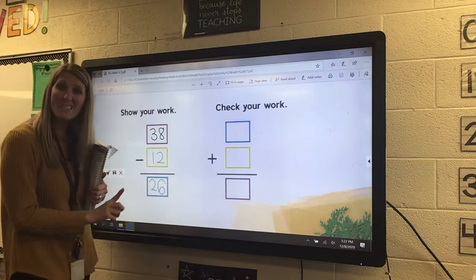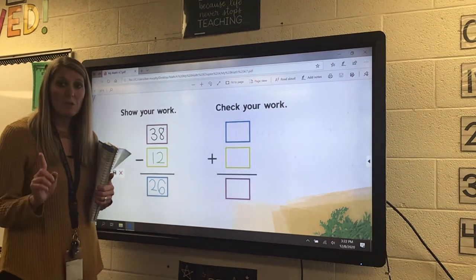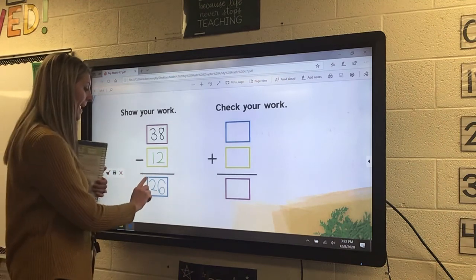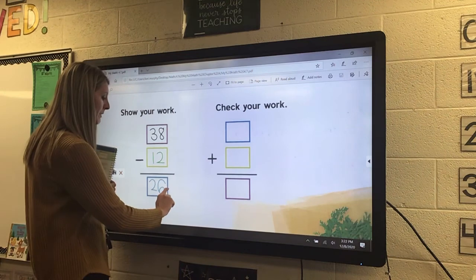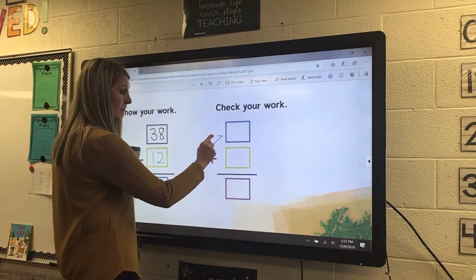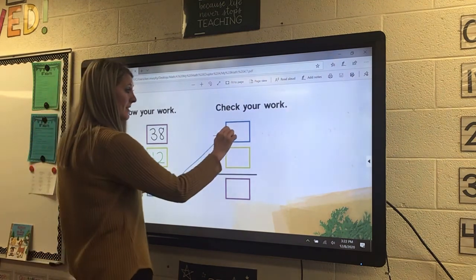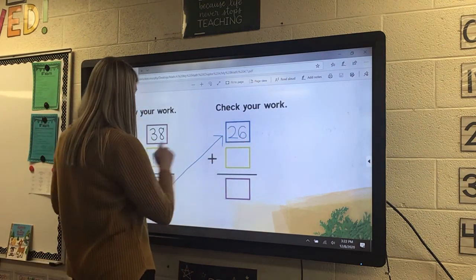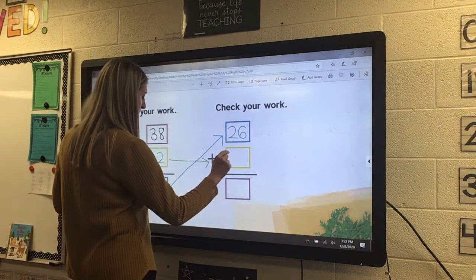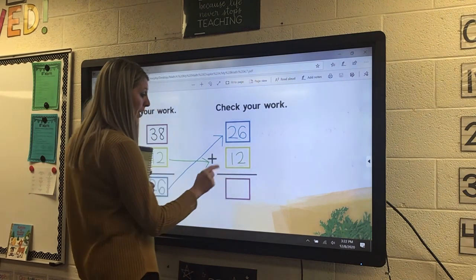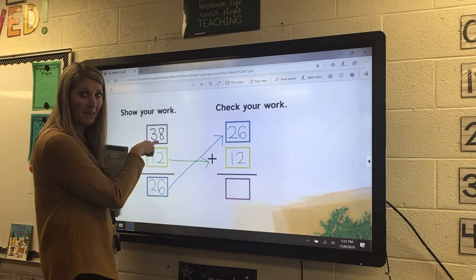Now, let's double check my work, because what if I subtracted wrong? A way to double check our work is to use the strategy by adding these two to get the top number. So watch what we do. We take this 26 and you can draw an arrow. I would suggest drawing an arrow because this will help you. 26 is going to go up here, and 12 is going to go straight across. So I'm going to add these two together and hopefully my answer, my sum, is this number up here.